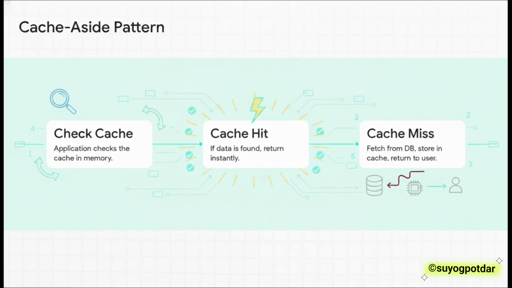Now, because reading from a spinning hard disk is always going to be a bottleneck, we need a faster solution. Enter caching, storing frequently accessed data directly in lightning-fast memory. The standard approach here is the cache-aside pattern.